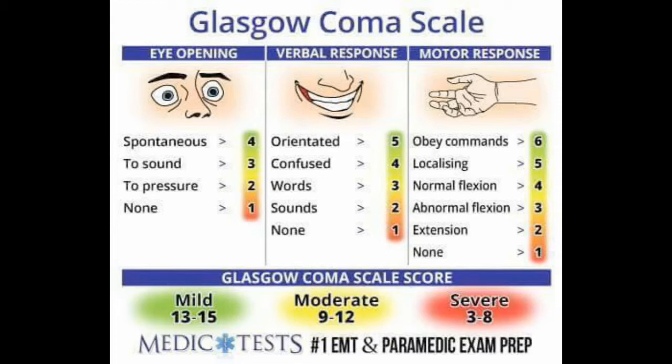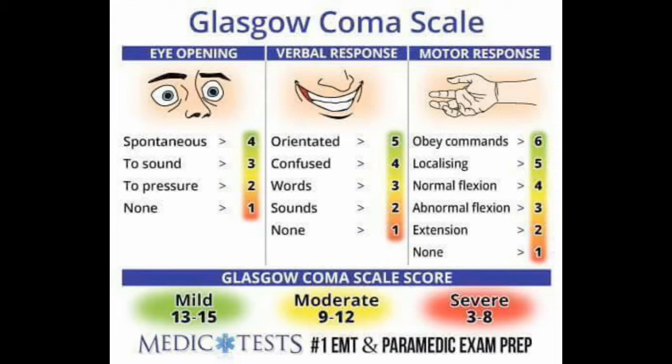The next component we assess is verbal response, which can be memorized with the mnemonic "our country win." How do you check the orientation? You ask the patient, where are you right now? What's your name? If the patient gives you correct answers, the patient is scored as 5.